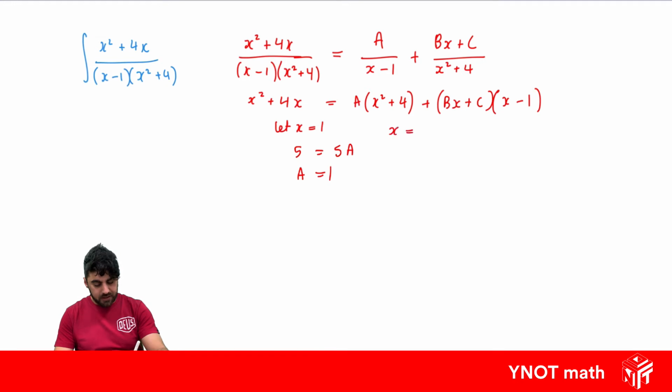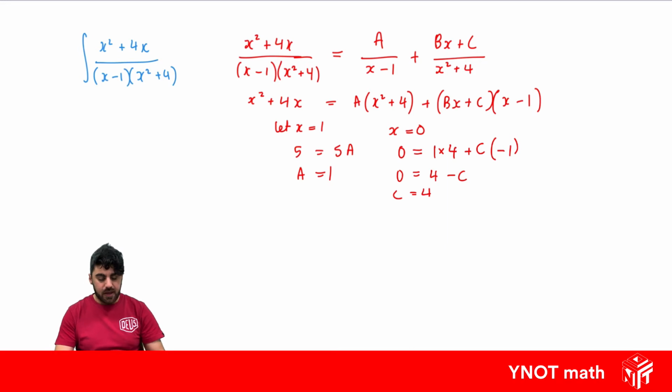Let's let x equal 0. That'll get rid of this b term, and we know a, and then that'll help us find c. So on the left, when x equals 0, we're just going to get 0. We know a is equal to 1 times, with x equal to 0, 1 times 4. Plus the b term will cancel out, so we just have c. And 0 minus 1 is minus 1. So we're going to have 0 equals 4 minus c. So c has to equal 4.